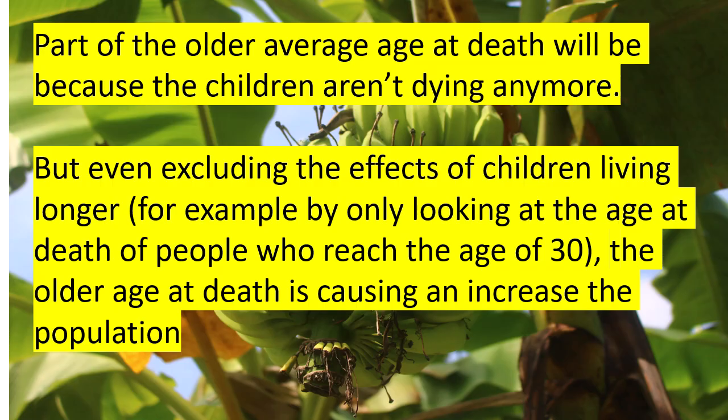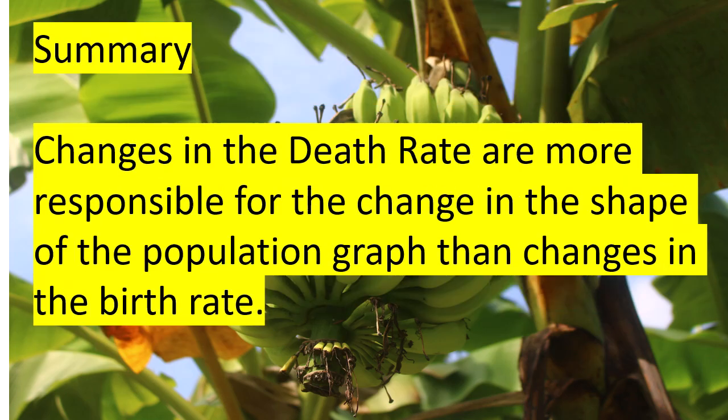Part of the older average age at death will be because the children aren't dying anymore. But even excluding the effects of children living longer, for example, by only looking at the age of death of people who reach the age of 30, the older age at death is causing an increase in population. So, summary so far, the changes in the death rate are more responsible for the change in the shape of the population graph than changes in the birth rate.